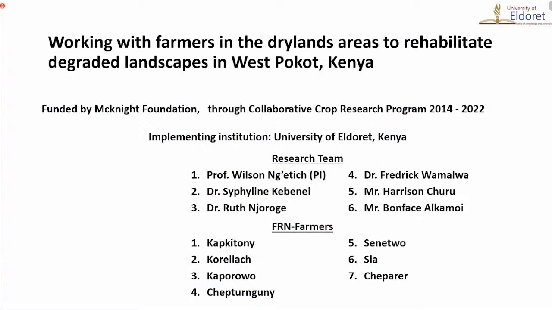And this project is trying to work with the community so that we help the community to rehabilitate their degraded landscapes. And you'll find that the characteristics of dryland areas, when you go to the areas of Baringo, Elgeyo Marakwet, West Pokot, Turkana, and in most of the arid areas, you find that soil erosion is a main issue.